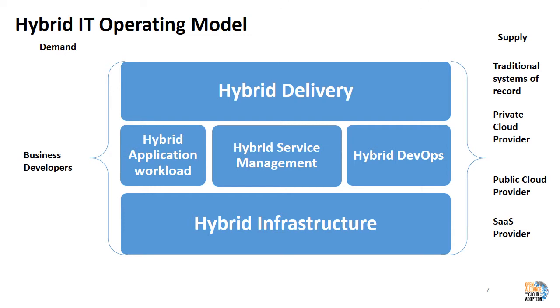There are 5 components to the IT operating model: hybrid delivery, hybrid application workloads, hybrid service management, hybrid DevOps, and hybrid infrastructure. We'll start by explaining each one of these 5 major areas and domains of the OACA Cloud Maturity Model that maps to each area.